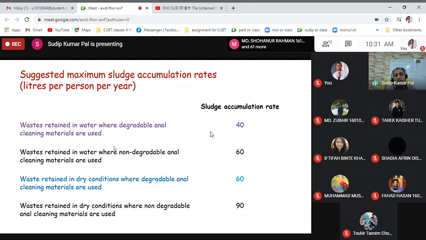So then we can understand that if sludge is retained in water, then they have faster biodegradation, because the anaerobic digestion is much faster, sometimes slow, but decomposition is much faster. So that's why the rate is quite low, and if it is dry, then the rate is quite high.